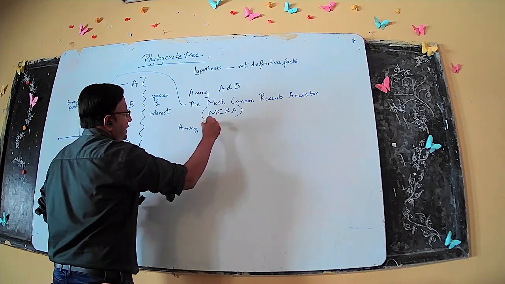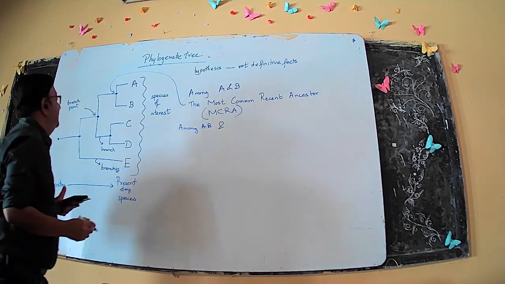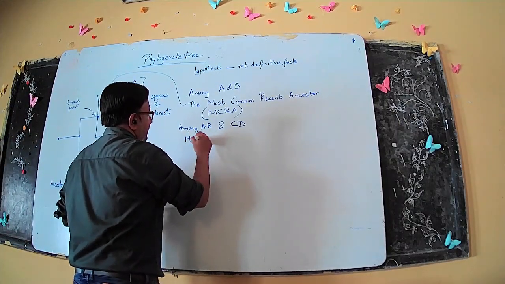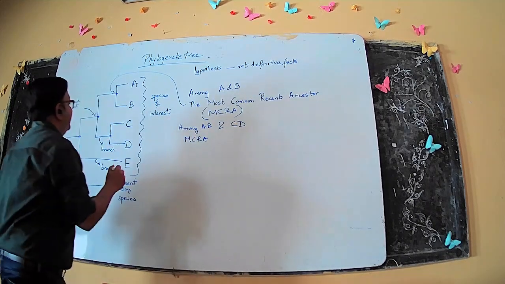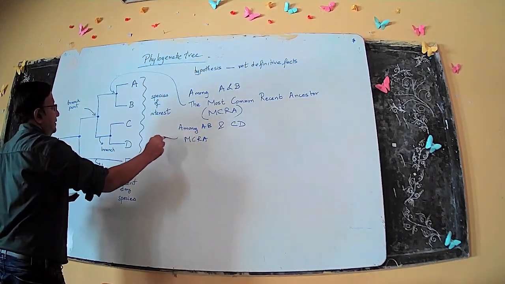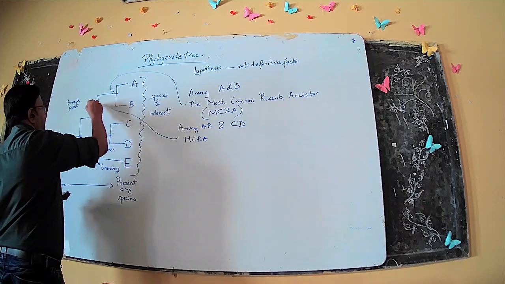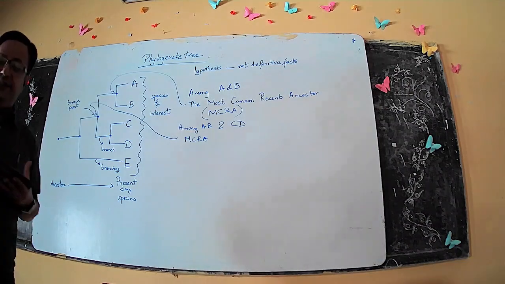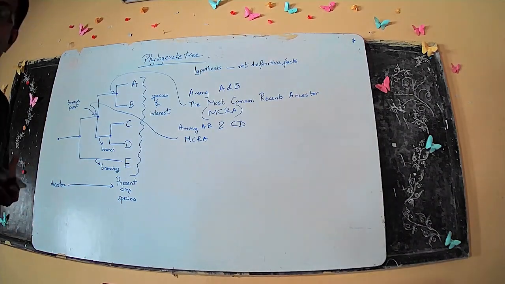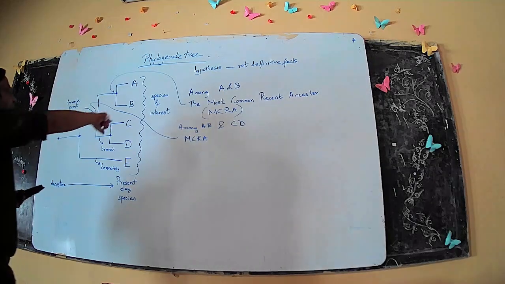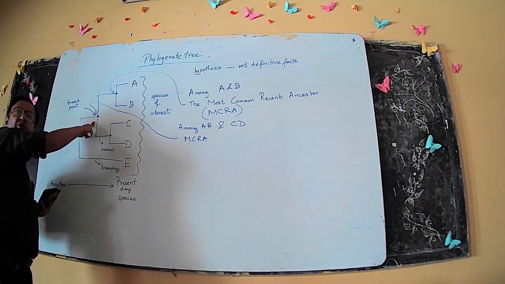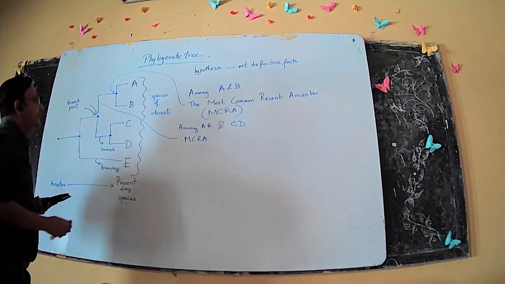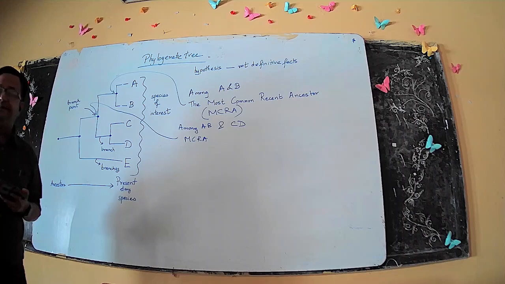Among AB and CD, the MRCA is this point. Clear? That is their most recent common ancestor. Among A and B, this ancestor is not the most recent. Just here, A made a new character, B made another character here.